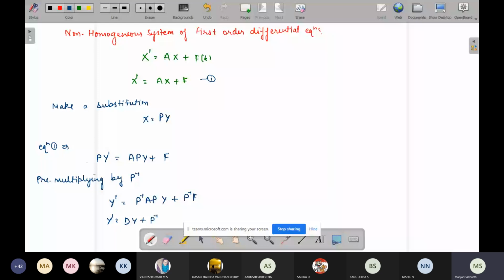Now you need to solve this. In the homogeneous case we only had up to here, but for the non-homogeneous one there is P inverse F. That means you have to determine P inverse. For example, solve this.